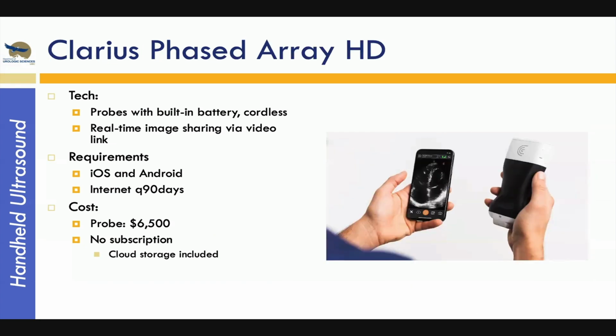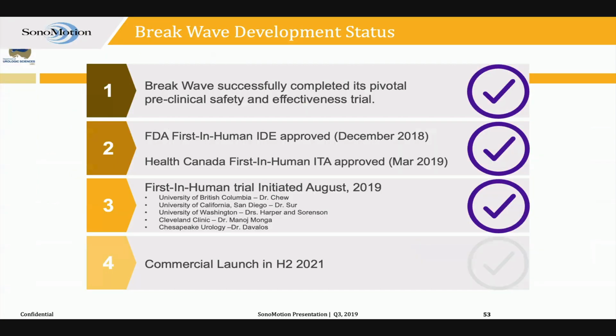And Clarius is a local company. It's a Canadian company that's based in Burnaby, actually. This is the only probe that's wireless. And again, you can do real-time sharing via video link. And the probe is $6,500, which is not that much money.